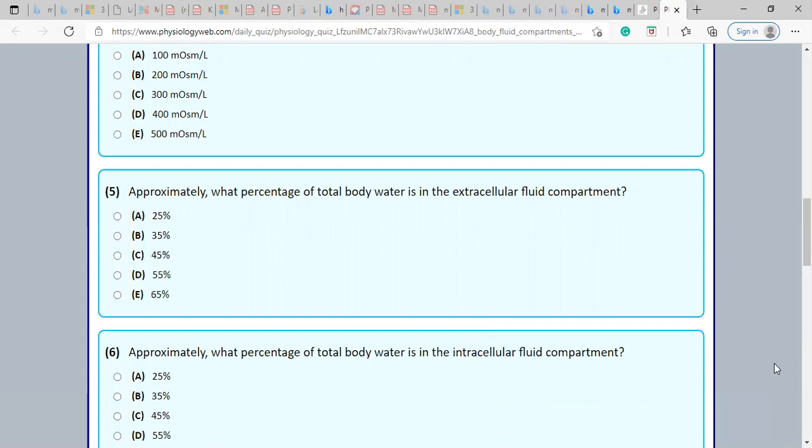So 14 liters is how many percent of 42 liters? How many percent of 42 liters is 14 liters? That's what you need to do. You need to calculate. Now you know total body water is 42 liters, yes? So what percentage of 42 liters is 14 liters? So this is mathematics now.